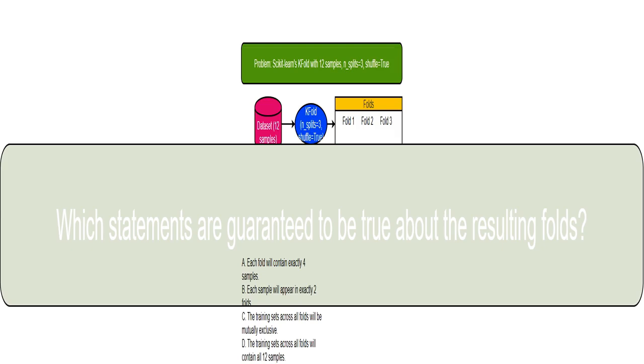This proposes that each sample will feature in exactly 2 folds. I find this statement to be true. Since each sample is in the test set only once, out of 3 folds, it must be part of the training set for the other 2 folds.